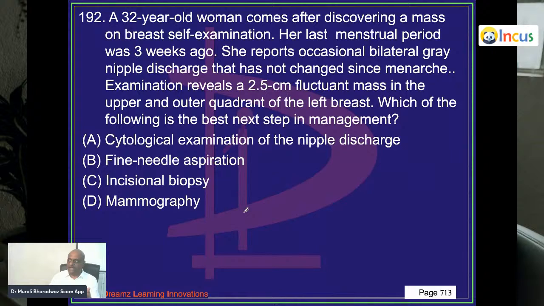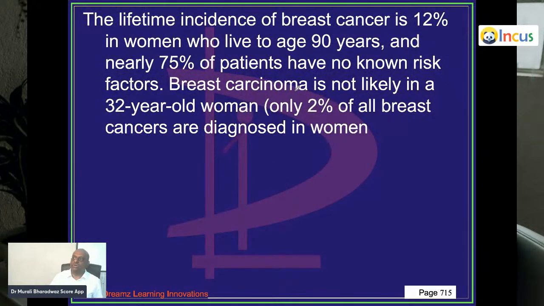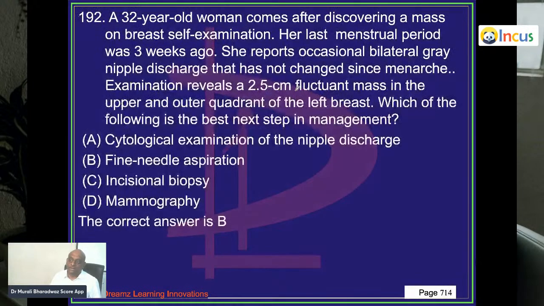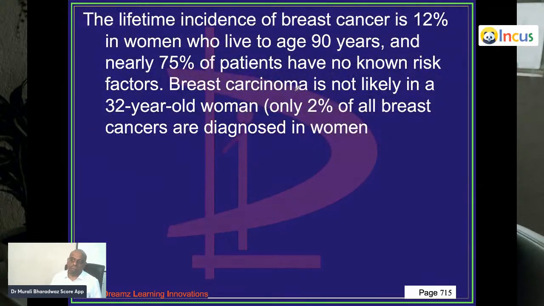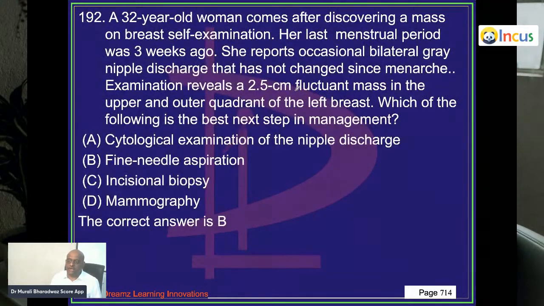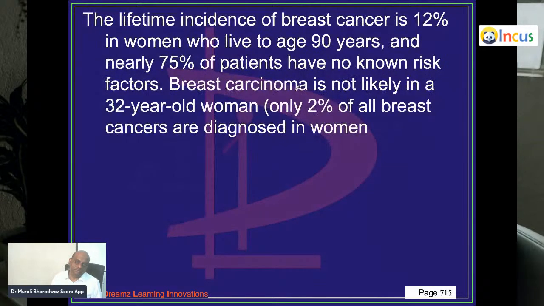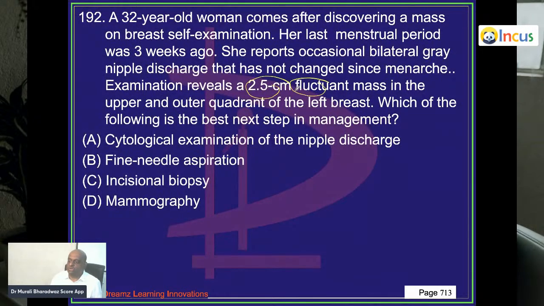A 32-year-old, after discovering a mass on breast self-examination, has a 2.5 centimeter fluctuant mass. So, doctor, what is her age? 32-year-old. At 32, she is unlikely to develop breast cancer. So that is the reason. What is the management? Do FNAC.